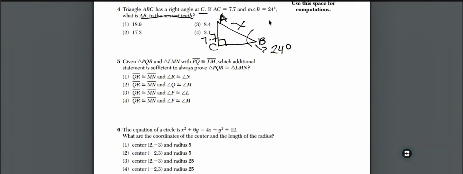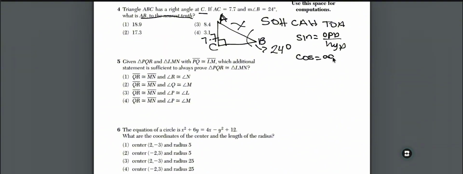So, this is a classic trigonometry question. So please remember your SOHCAHTOA. Your sine is equal to your opposite over hypotenuse. Your cosine is equal to your adjacent over the hypotenuse. And your tangent is equal to your opposite over your adjacent side.